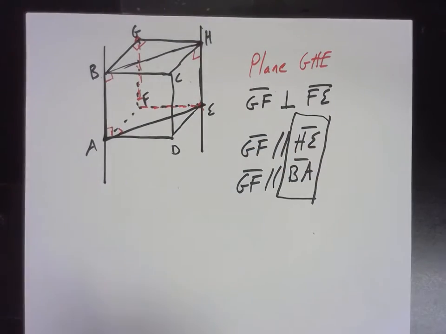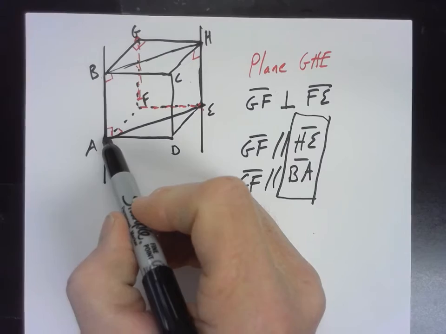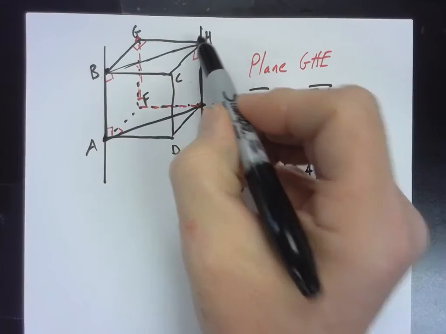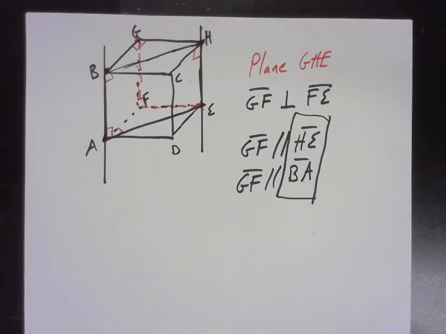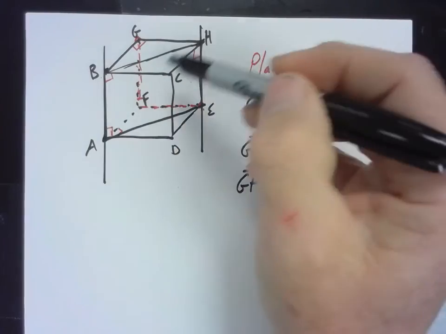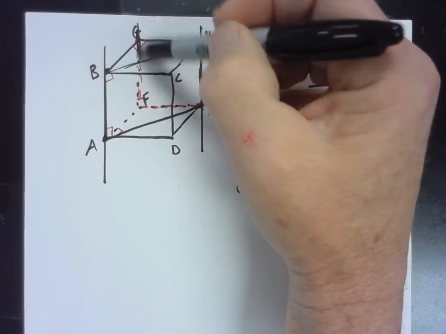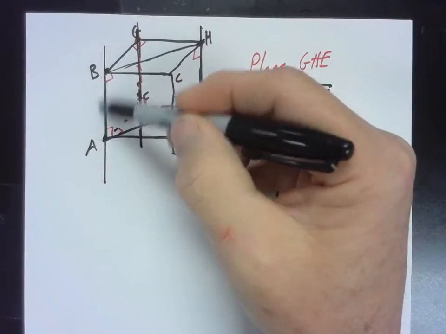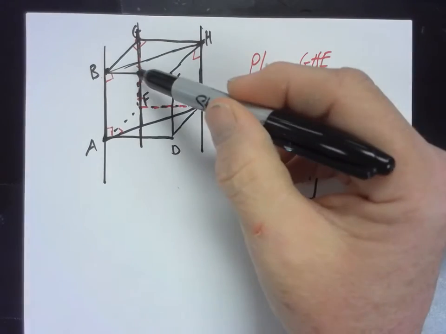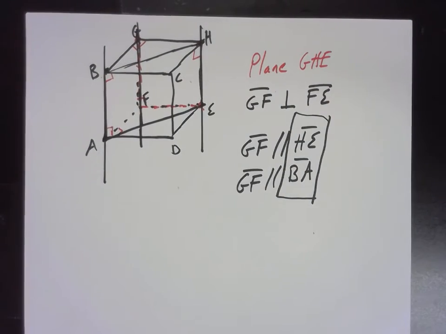So if we can name three non-collinear points, A, B, H, that's a plane, isn't it? So those two are parallel. And then GF is parallel to AB as well. But all three of them at once are not parallel, are they? All three of them aren't in the same plane. Kind of an odd situation, isn't it?